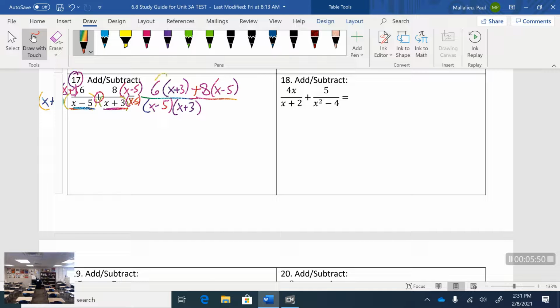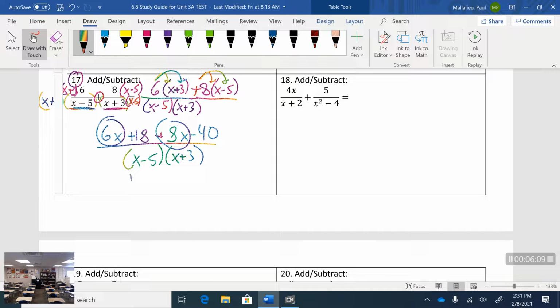All right, so we're going to distribute this, and that would leave us with 6x plus 18. Distribute this, and that leaves us with 8x minus 40. And it's still all over x minus 5, x plus 3, because that was our least common denominator. Now we combine any like terms we have, so we have a 6x and an 8x, so that's 14x. And then we have a positive 18 and a negative 40, so that leaves us with negative 22, still over x minus 5, x plus 3.